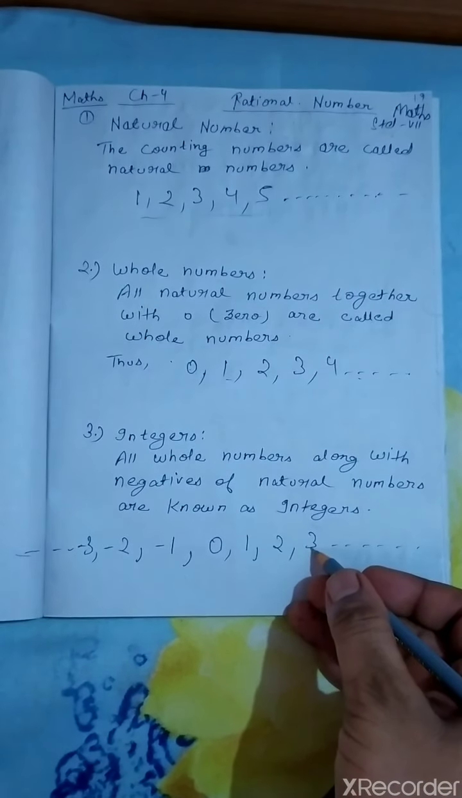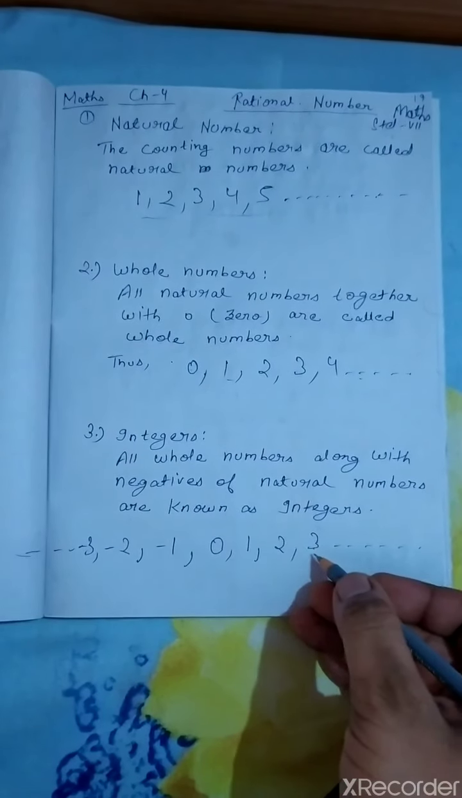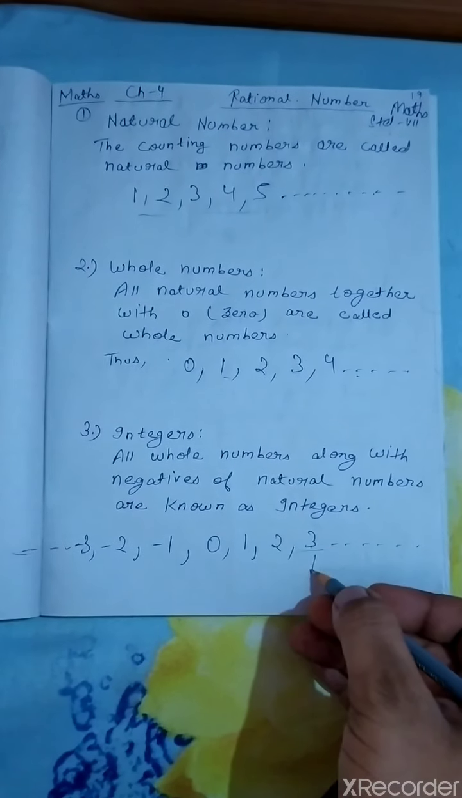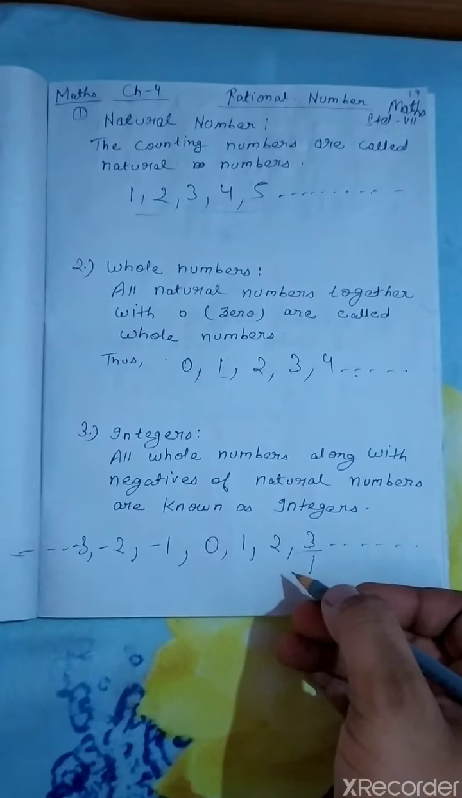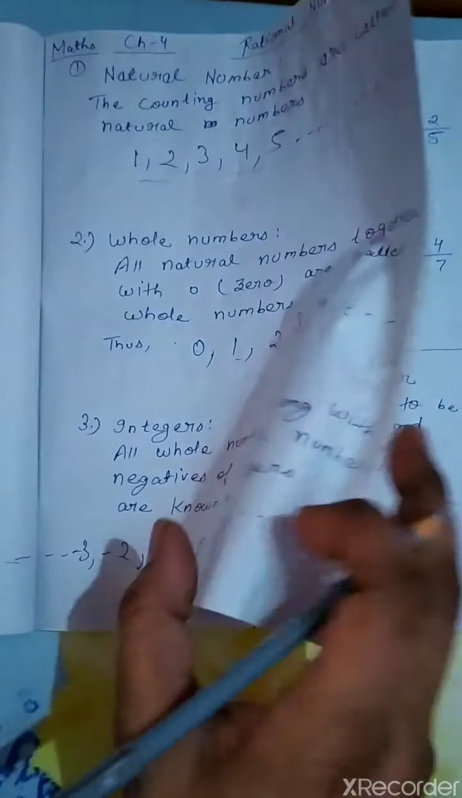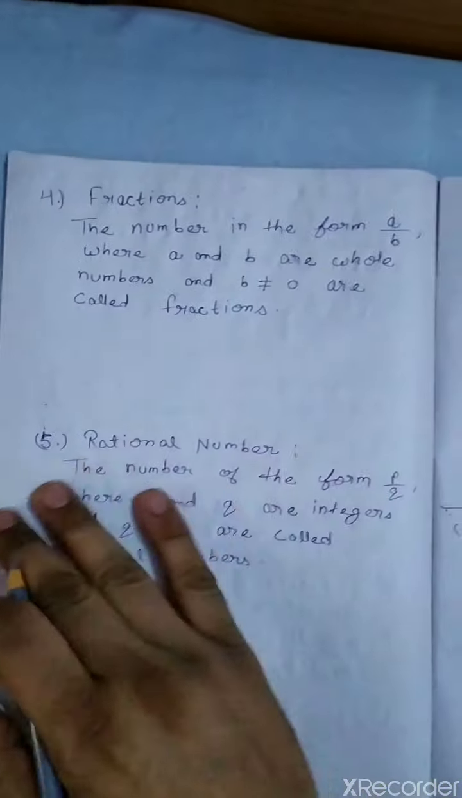Their denominator is always 1. The upside number is the numerator part, and their denominator is always 1. 3 means 3 by 1, 2 means 2 by 1.